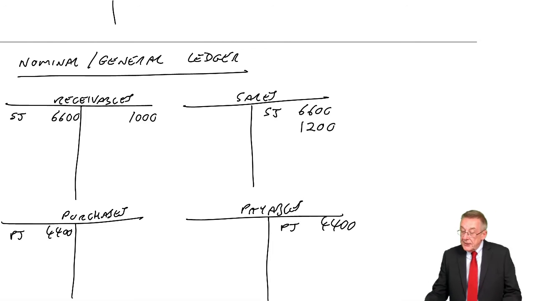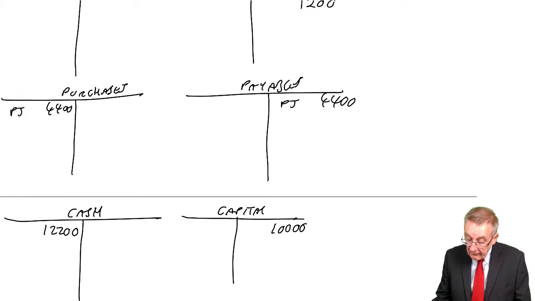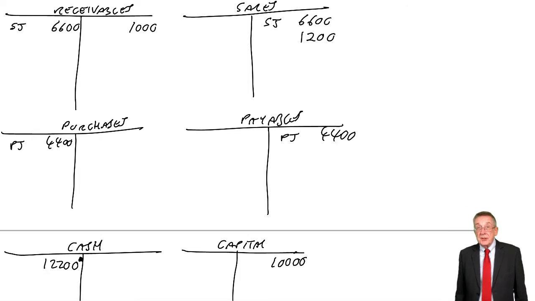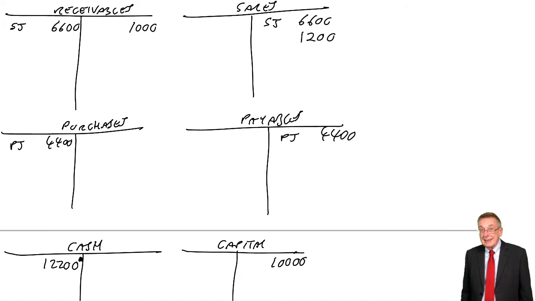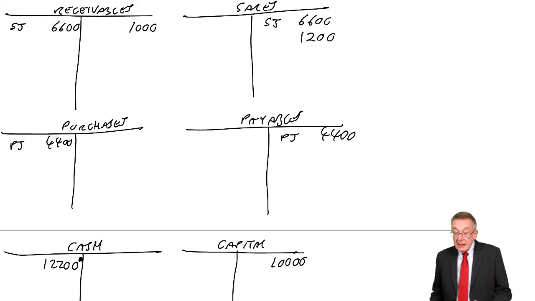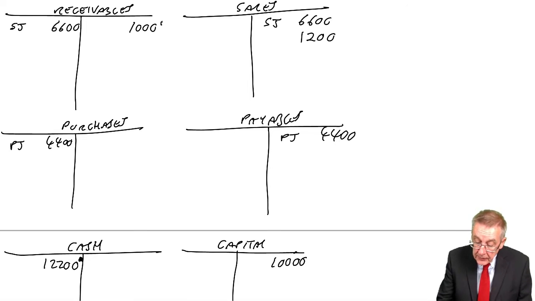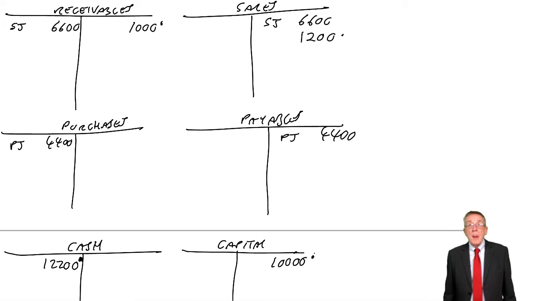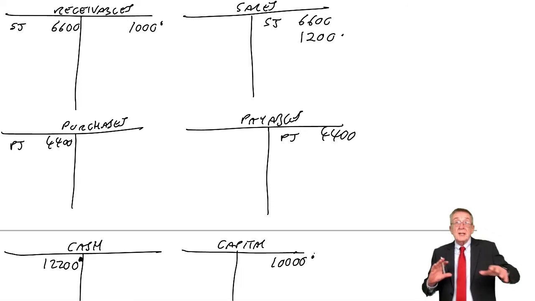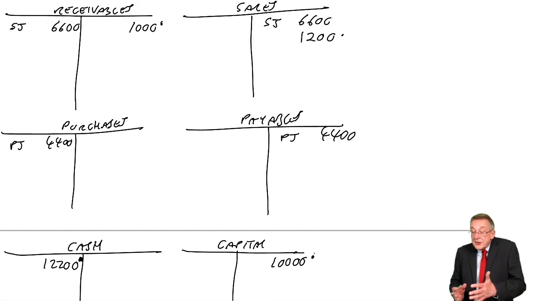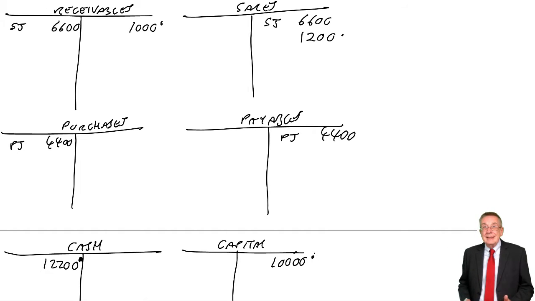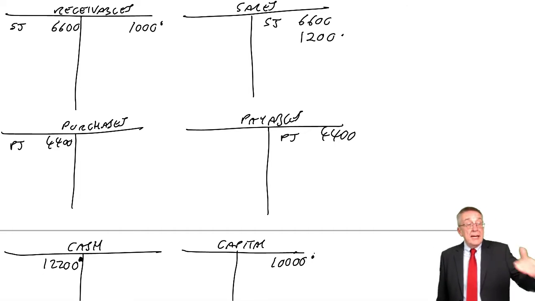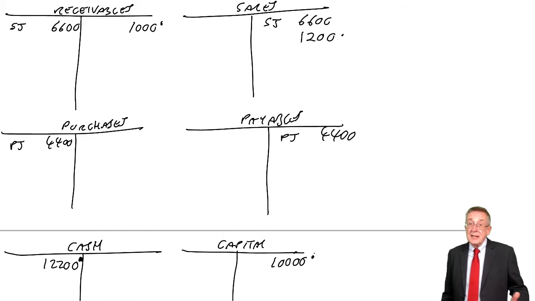So it's the first time you've seen this, that if you think about it, the way we've done it, we've one big debit of 12,200 to cash. The double entry, well, there are three little credits, 1,000 to receivables, 1,200 to sales, 10,000 to capital. So in total, the debits equal the credits. But again, so much more efficient just to do the total at the end of the month than to do each individual receipt as it happens.